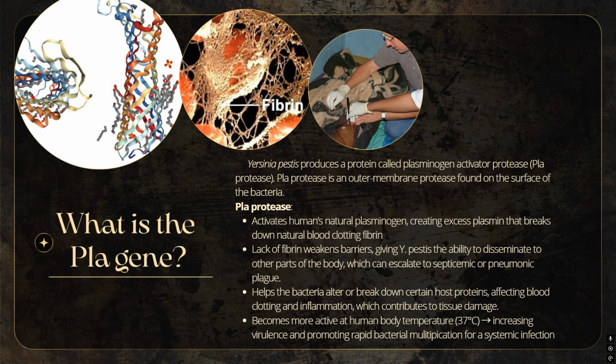PLA can also break down or alter host proteins involved in inflammation and immune defense, contributing to tissue damage. And importantly, PLA becomes much more active at human body temperature, which increases virulence and allows the bacteria to multiply quickly once inside a person. Together, these changes help explain why bubonic plague progresses so rapidly. I will now have Mia discuss our project objectives and the research process.